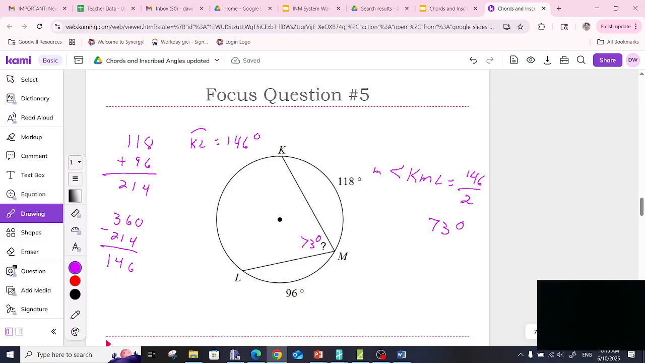So I have to know that a full circle is 360 degrees, right? And from there, I'm going to have to use some deductive reasoning skills to be able to find missing arc or angle measures. Some of these get a little trickier.